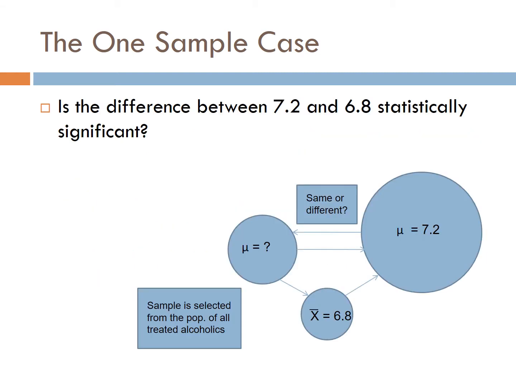So what we have is, is a difference in a one sample case between 7.2 and 6.8 statistically significant? Same or different is over the top of one of the arrows. So if the mean is 6.8, that's X bar, or X with a line over the top of it. And we have that a person in this case is 6.2. Are they the same or different? This example is coming from the population of all treated alcoholics.